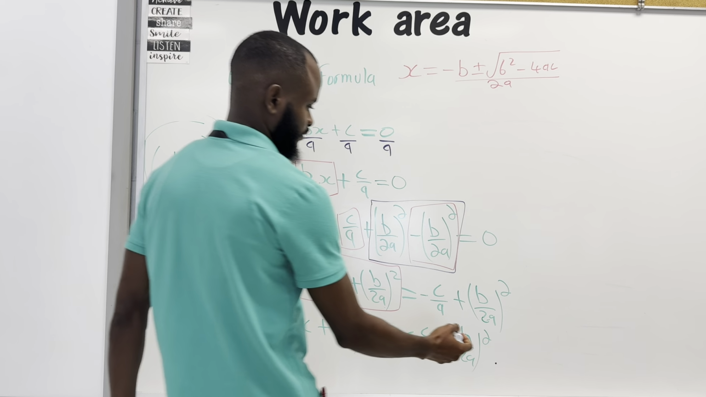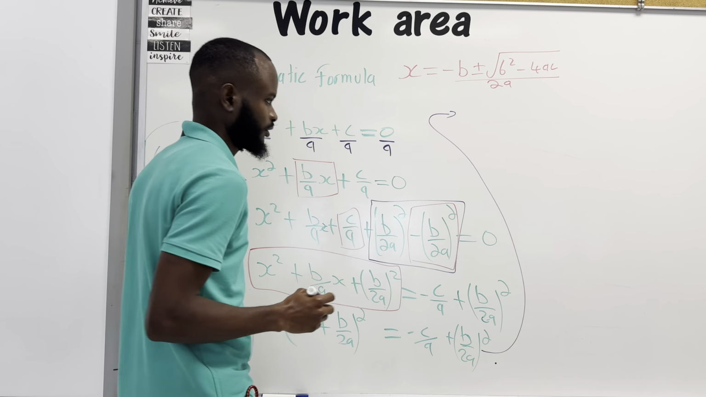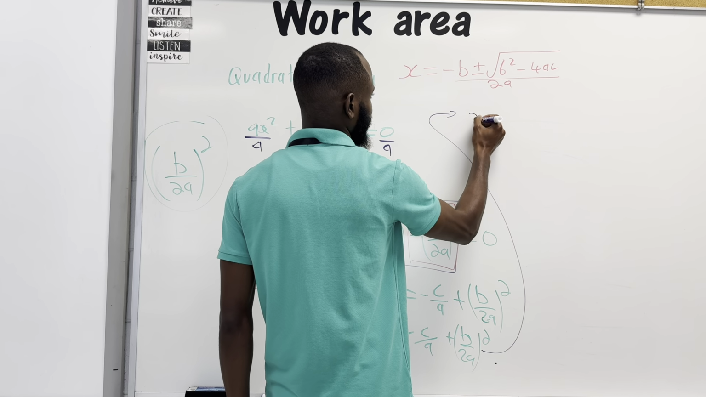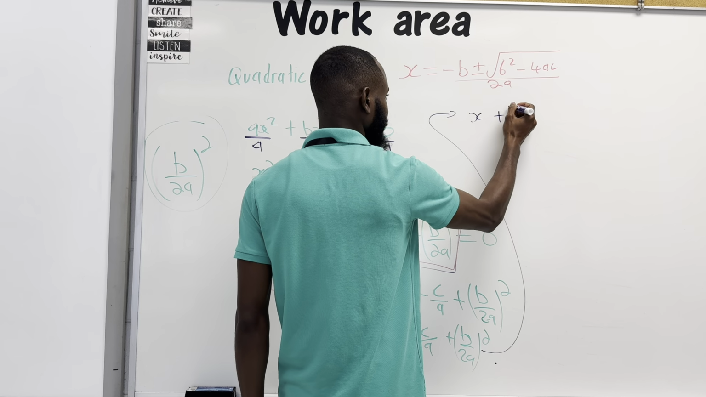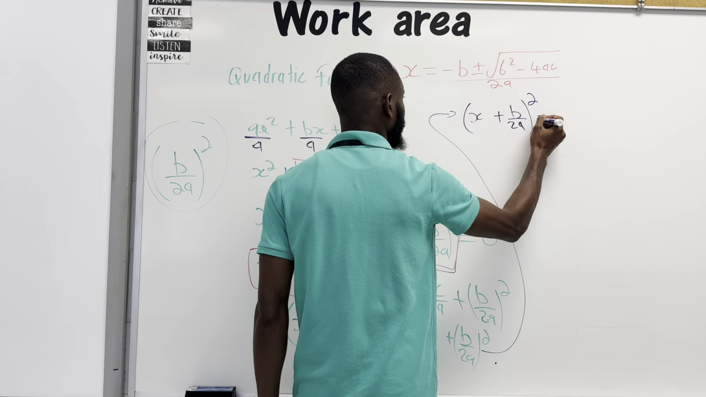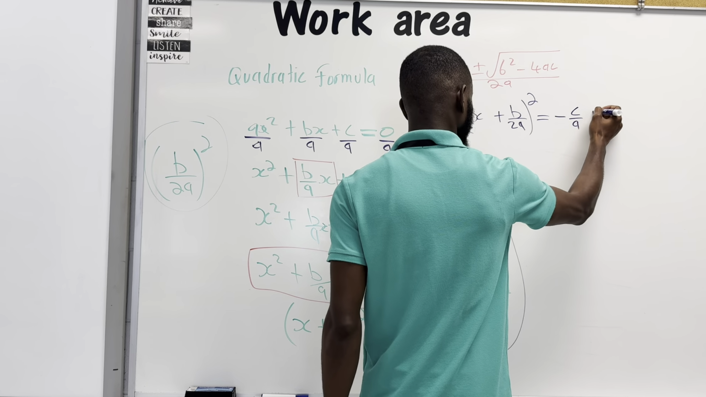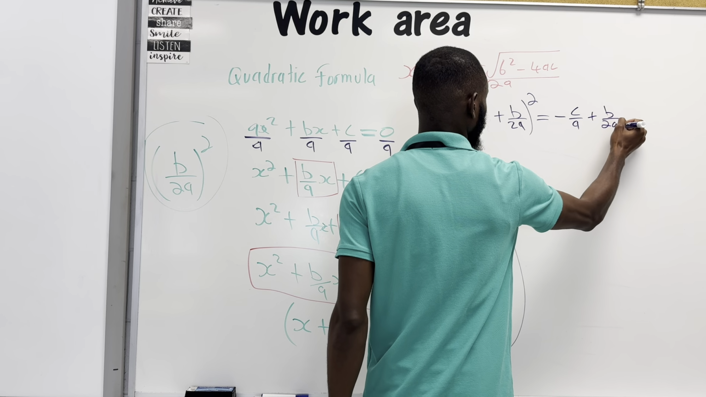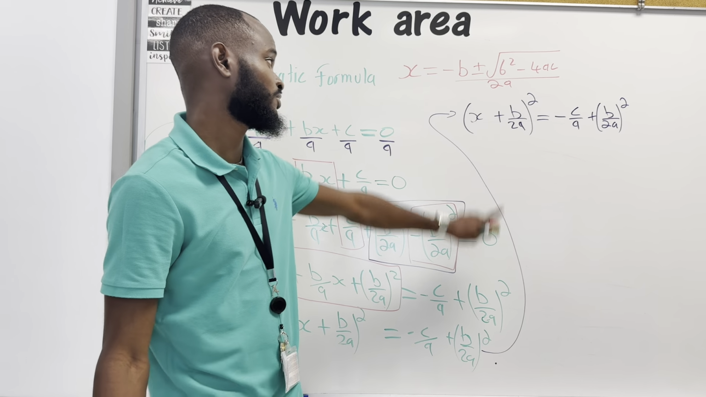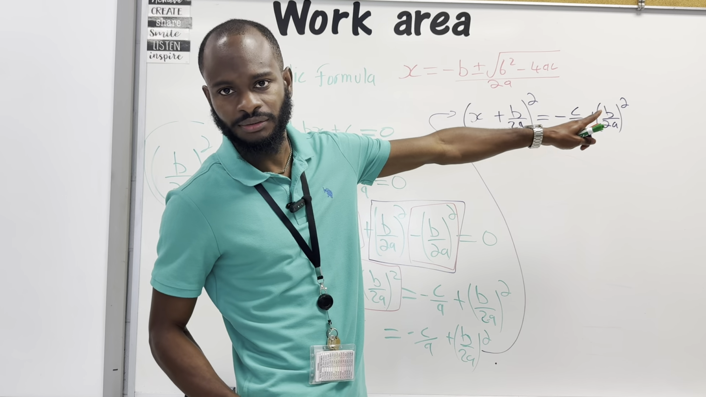So we're going to bring this purple line all the way here, and then we're going to work our way down just the same. So on this side, we have x plus b over 2a all squared is equal to negative c over a plus b over 2a all squared. Now remember, the goal is to get to what x is equal to. And we'll deal with this side in a few. Let's just clean up that side first.